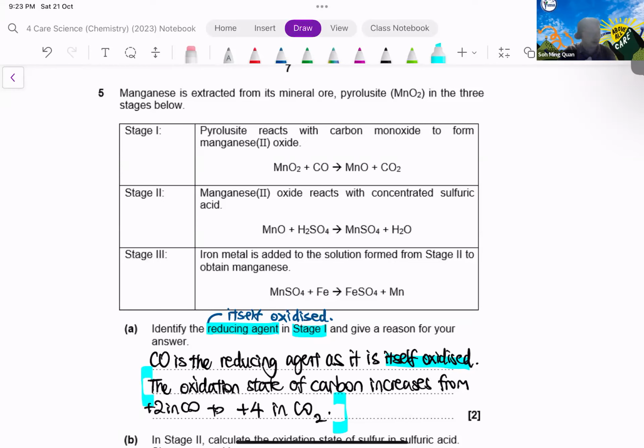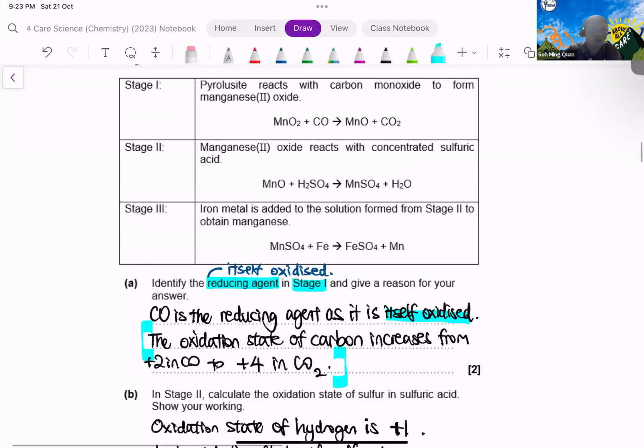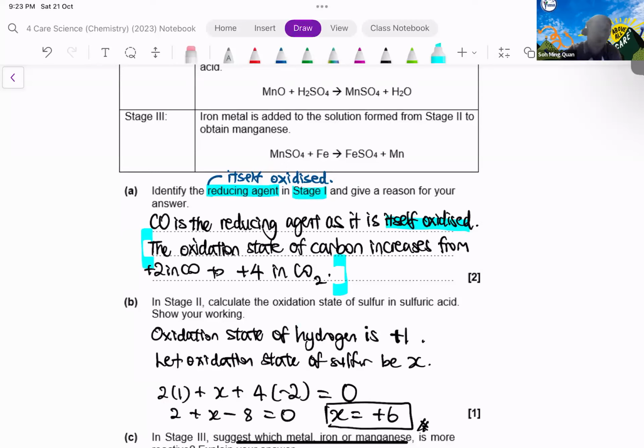In stage 2, calculate the oxidation state of sulfur in sulfuric acid. Show your working. So, how do you show your working? Most of you are so used to calculating in your head that you don't know how to show the working. Well, remember when I first taught you oxidation states, I told you, let the oxidation state of the unknown be X. So in this case, let the oxidation state of sulfur be X. Then you go and sub in. Hydrogen is +1, oxygen is -2. I have 2 hydrogen, 1 sulfur, 4 oxygen. All right. So once you have established all this, you solve for X, it's +6. The plus is important. Okay.